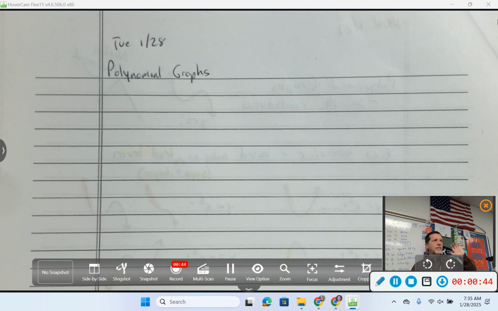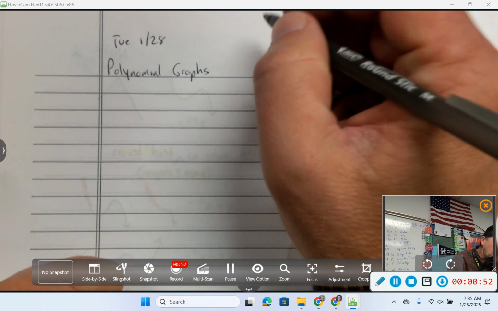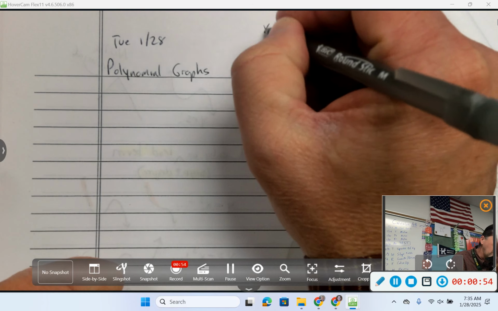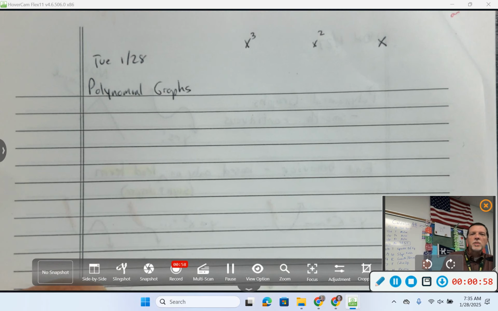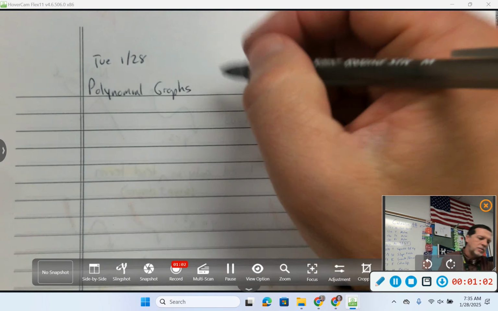Not technically perfect, but getting the roots right and the number of turns right. Let's do a little bit of what we did yesterday. Let's look at these three polynomials. We looked at these briefly yesterday.